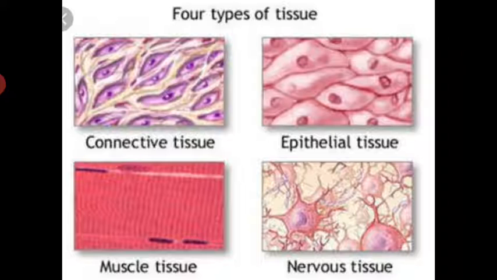Now structure. How does epithelial tissue look? The cells of the epithelial tissue are tightly fit together, having no space between them.